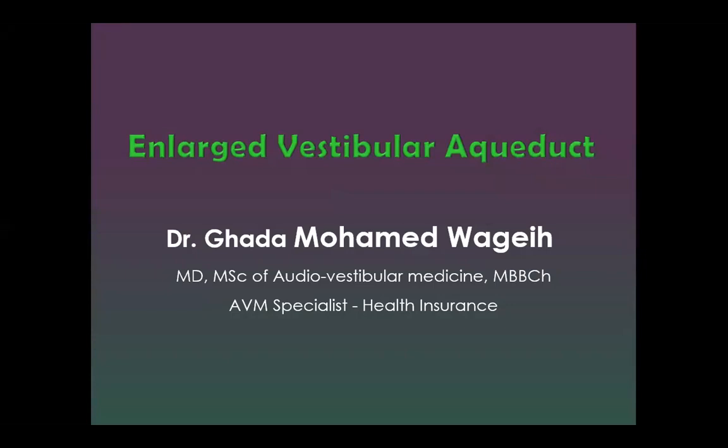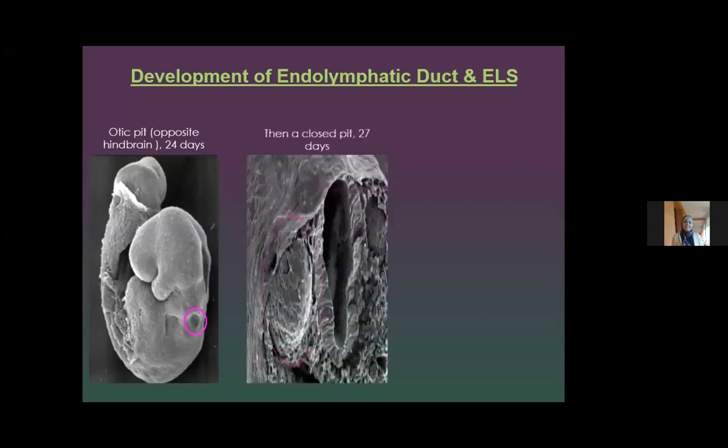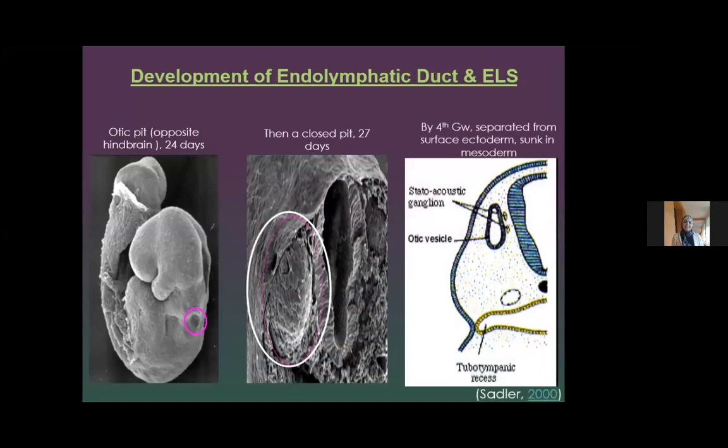I shall talk about the enlarged vestibular aqueduct. First, to know an abnormality, we must first know what is normal, to know what occurs if it is pathologically changed. First, development of the endolymphatic sac and duct. As we know, the otic pit is formed opposite the hindbrain at 24 days of gestation by invagination of surface ectoderm, which then deepens and forms a vesicle. This otic vesicle separates from the surface ectoderm and sinks into the underlying mesoderm.